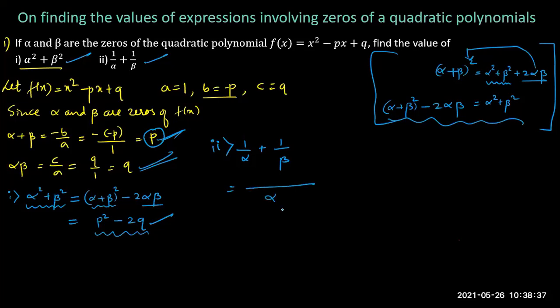So I'll take the LCM, that is alpha into beta, and here beta will multiply and here alpha will multiply. So that is beta plus alpha. This is equal to alpha plus beta divided by alpha into beta. We know alpha plus beta means P, and alpha into beta is Q. So that is P by Q. So this is the value.